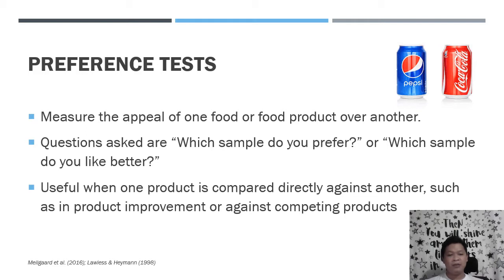It's also possible to use this when comparing, let's say, a new and older product. So let's say if you're doing a new and improved ad and you want statistical basis to say that this product has been improved, then a preference test indicating that the new formulation is significantly preferred over the other might be a good way to substantiate your claims.